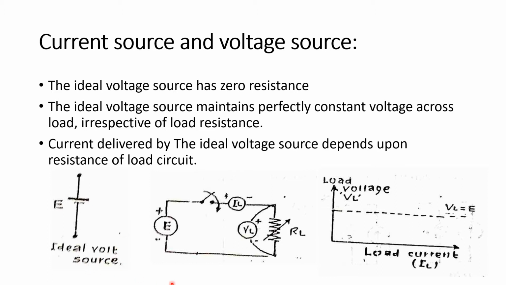Ideal voltage source. So if we plot the load current IL versus load voltage VL, it remains constant, that is VL is equal to E.